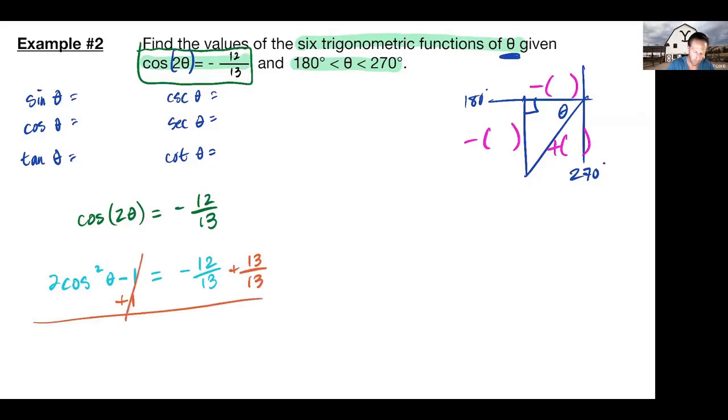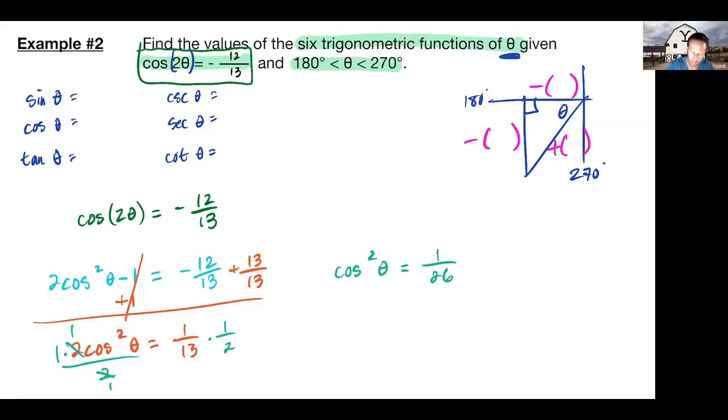Now notice I wrote my 1 as a 1 over here because that's what I have, but I wrote the 1 over here as 13/13 because I'm going to have to add to this fraction. So what's left is 2 cosine squared theta on the left and 1/13 on the right. Next, I'm going to have to get rid of that multiplying by 2, so I'll go ahead and divide, which is the same as multiplying by 1/2. When I do that, the 2's cancel out, and I get cosine squared theta equals 1/26.